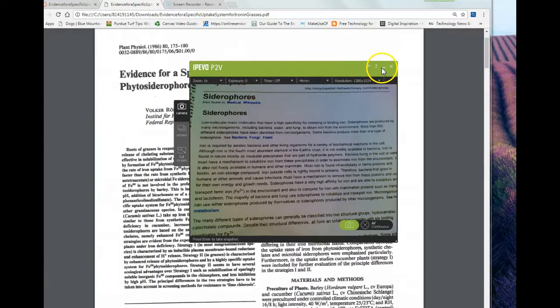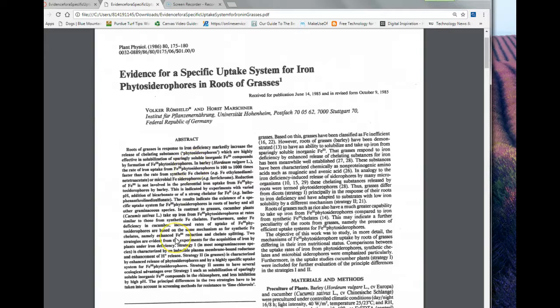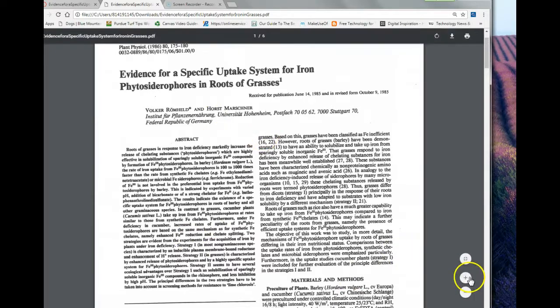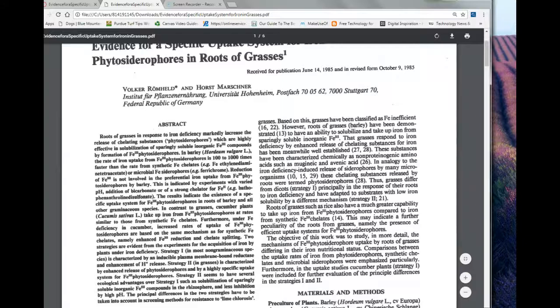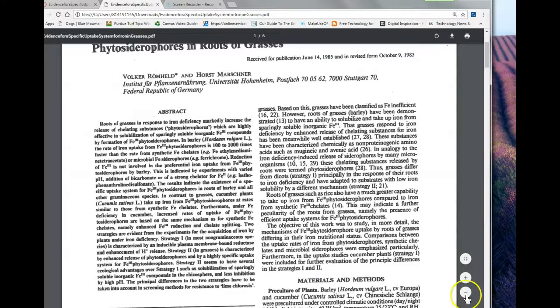and I'm going to put this down. And so what I wanted to look at is they're taken up differently. Iron is taken up differently in different types of plants. So here is a paper for specific uptake system for iron, phytosiderophores and roots of grass plants. So phyto just means plant. Okay, so if we look at this, let's just go through the abstract very quickly and you can go through the rest of it.